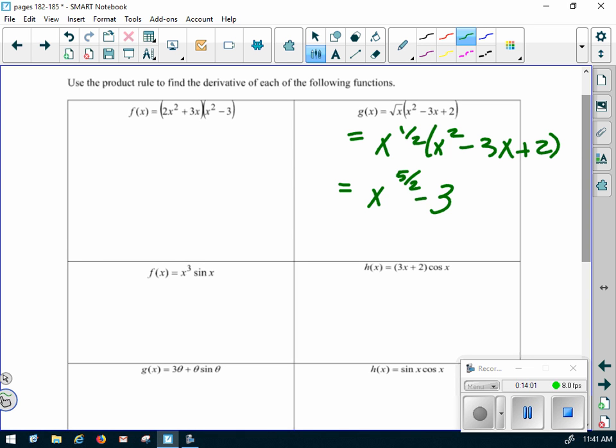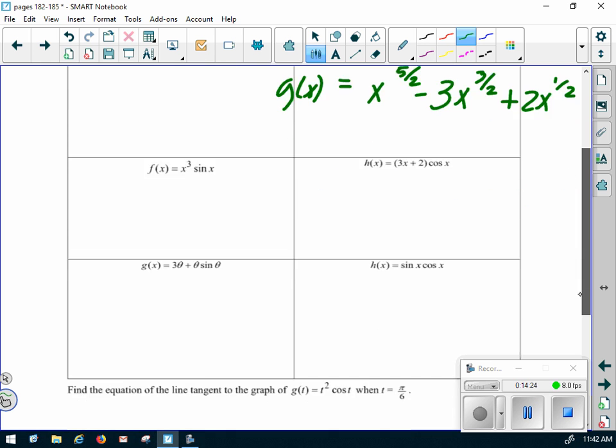Keep going. 3x to the what? Because 1/2 plus 1 is 1.5, which is 3/2, plus 2x to the 1/2. Now, guys, this is just a rewrite. We have not taken the derivative. I just wanted to make sure you could distribute that x to the 1/2. Let's go on down.